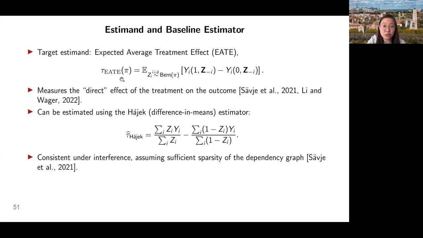One estimator for this estimand is the Hayek estimator, which is basically the difference in means estimator, just the average of the treatment group minus the average of the control group. This estimator can be shown to be consistent, assuming some sparsity condition on the dependency graph.